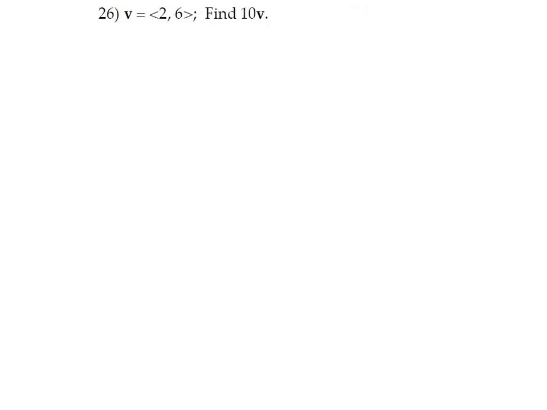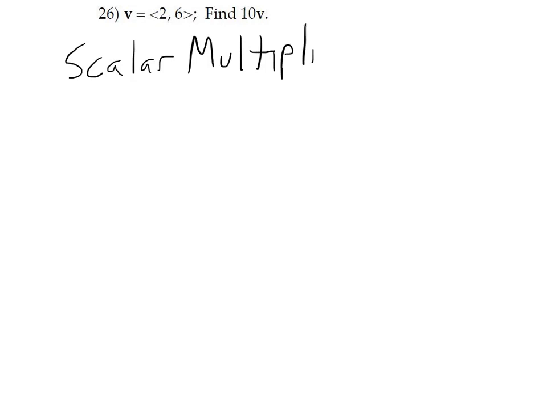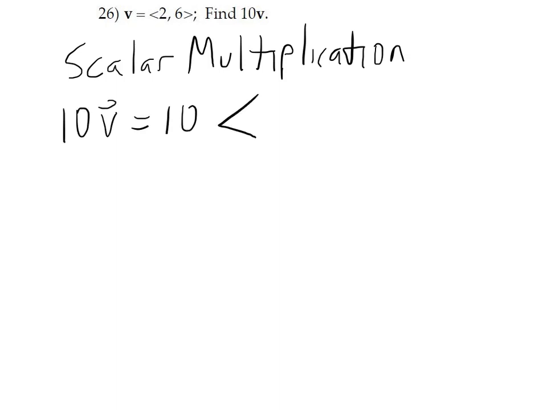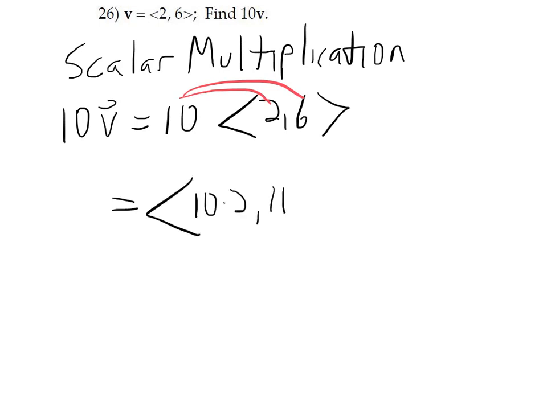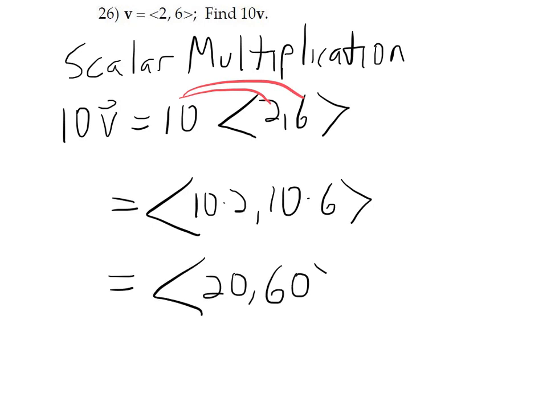Given v in component form is 2 comma 6, find the vector 10v. Now 10v, scalar multiplication. All right, scalar multiplication. So 10v is just 10 times the vector 2 comma 6. And what happens is this 10 is simply distributed in. And we get the vector 10 times 2 comma 10 times 6, which simplifies to 20 comma 60.